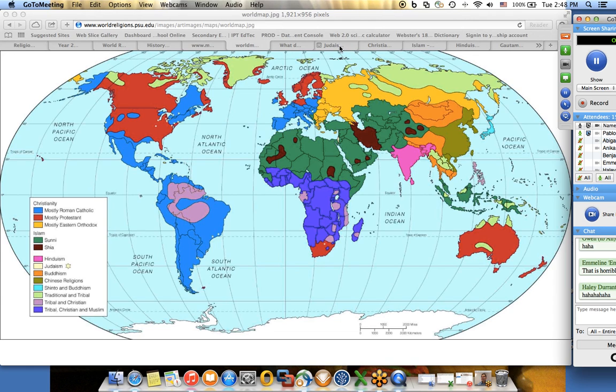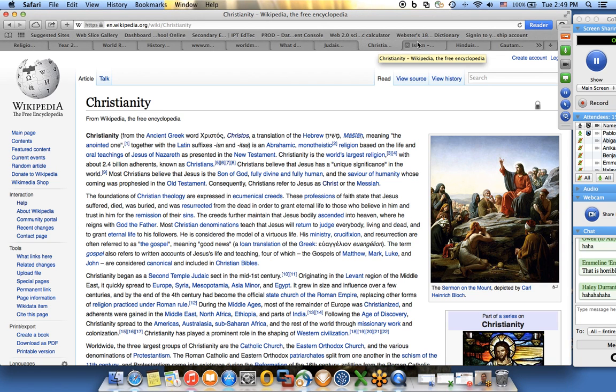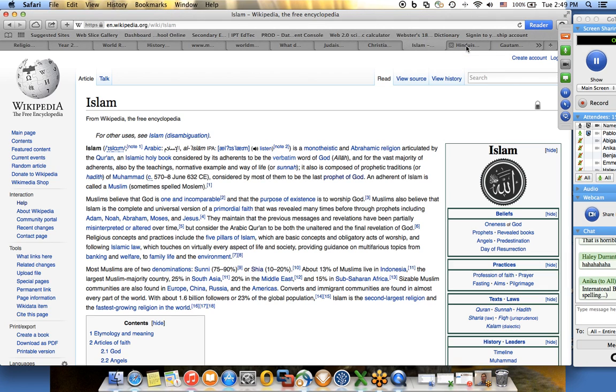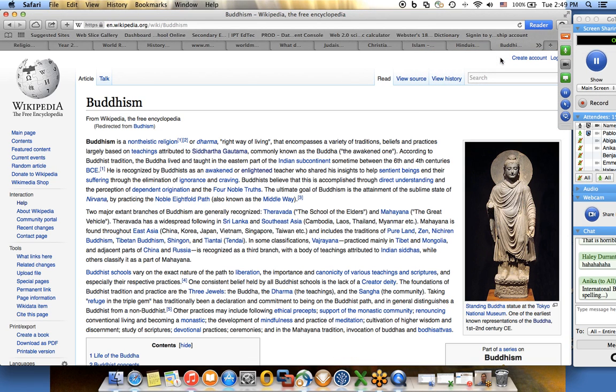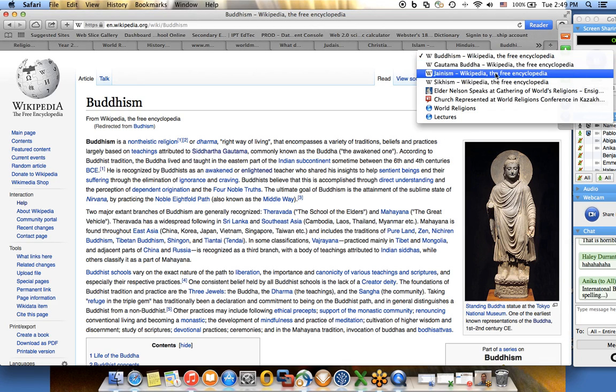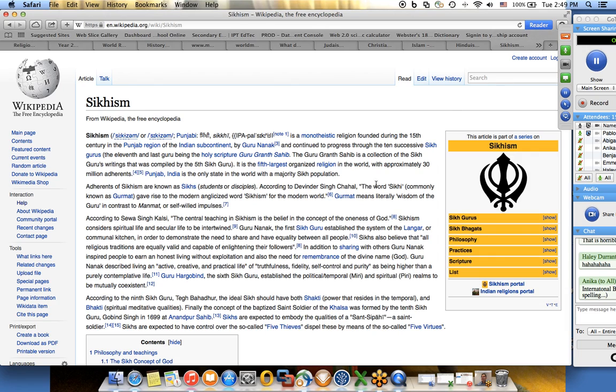So in the lesson, I put links here to the articles about the different world religions: Judaism, Christianity, Islam, Hinduism, okay? Buddhism and Jainism and Sikhism. Okay, Sikhism and Jainism are actually different branches, if you wish, of Hinduism. All right. So these are kind of large articles.